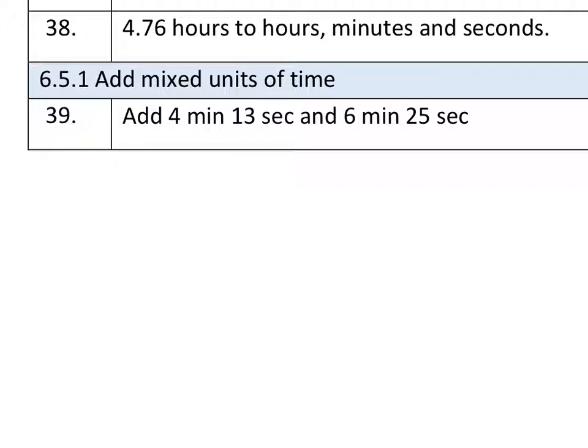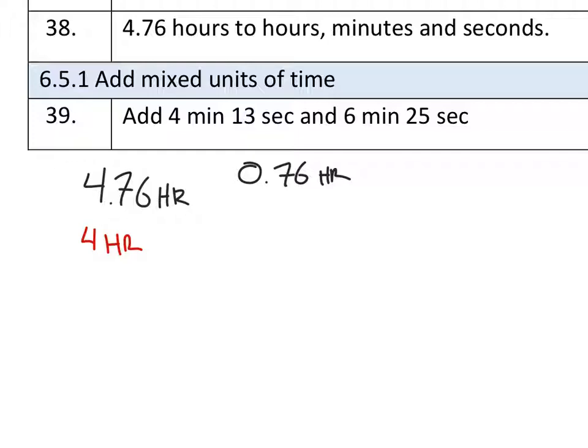All right, 4.76 hours. So automatically we know that there's 4 hours. So we just got to figure out how many minutes 0.76 hours is. So again, dimensional analysis. We'll change this from hours to minutes, and we should probably get some kind of decimal value on this as well.